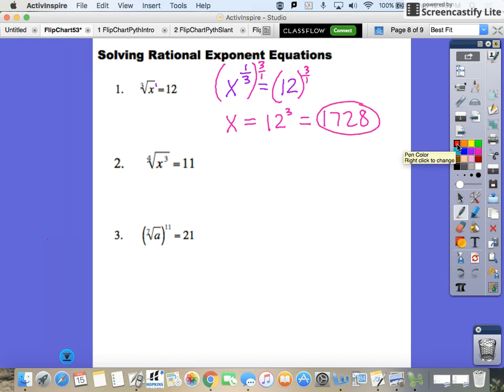The next example says the fourth root of x cubed equals 11. In that case, when we rewrite this, it's going to be x to the 3 over 4th power. Because again, 4 is the root, it goes on the bottom. 3 is the power, it goes on the top. And this is equal to 11.